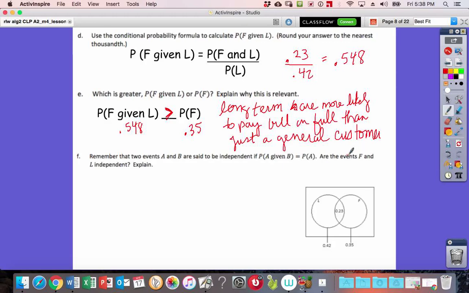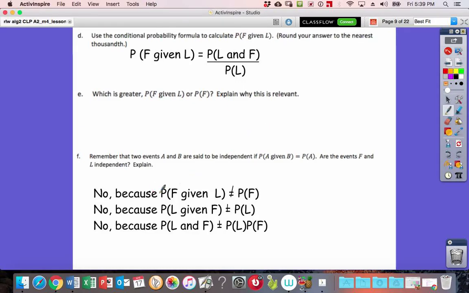Okay. Now, do you remember the two events A and B are said to be independent if the probability of A given B is equal to the probability of A? That means they're independent. It doesn't matter if you did something else. The probability is exactly the same. Now, are the events F and L independent? Well, we know that's not true from up here, but I went ahead and wrote them out for you. I know that's not, no, because the probability of F given L does not equal the probability of F. L given F doesn't work. And the probability of L and F does not equal the probability of L times the probability of F.